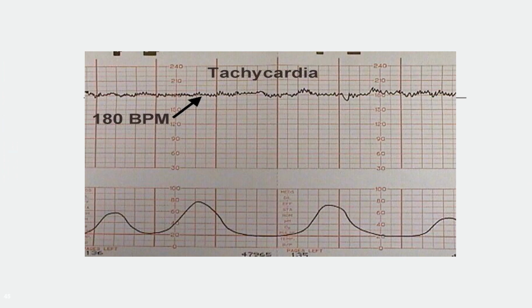Tachycardia. Okay, so again, 180 beats per minute. The number one cause of fetal tachycardia is maternal fever. Okay, I want you to remember that. And sometimes we'll see the baby get tachycardic before we even see the mother spike a fever.